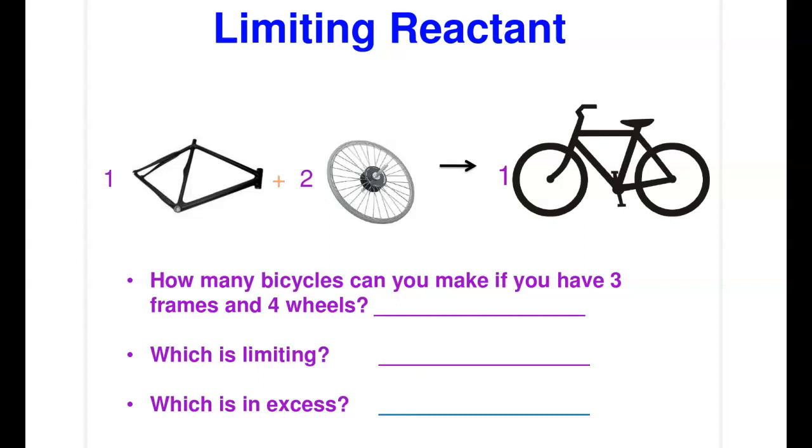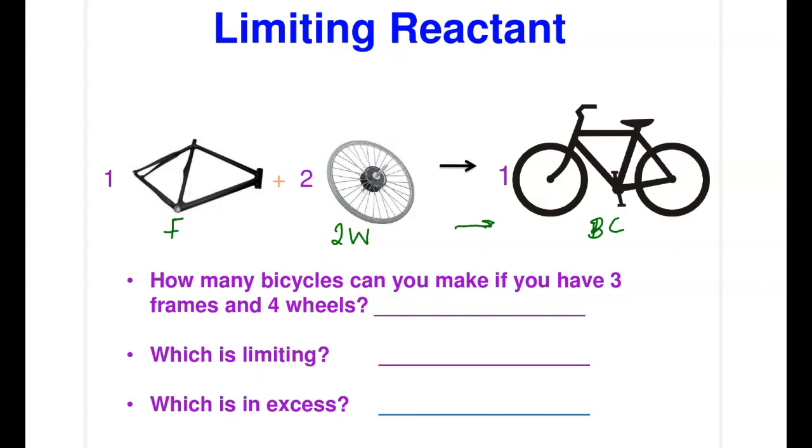I want to make a bicycle. And to make a bicycle, at any point in time, I need one frame plus two wheels. I'll call my bicycle BC. So this is just like my stoichiometric balanced equation, which is one frame plus two wheels will give me one bicycle. The arrow here represents an equality sign.